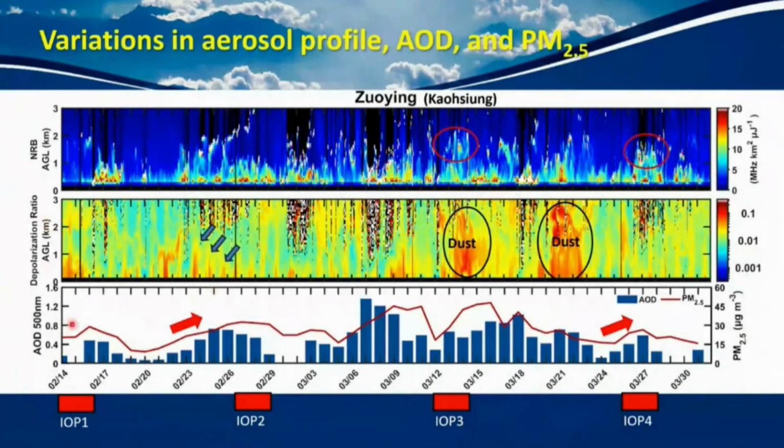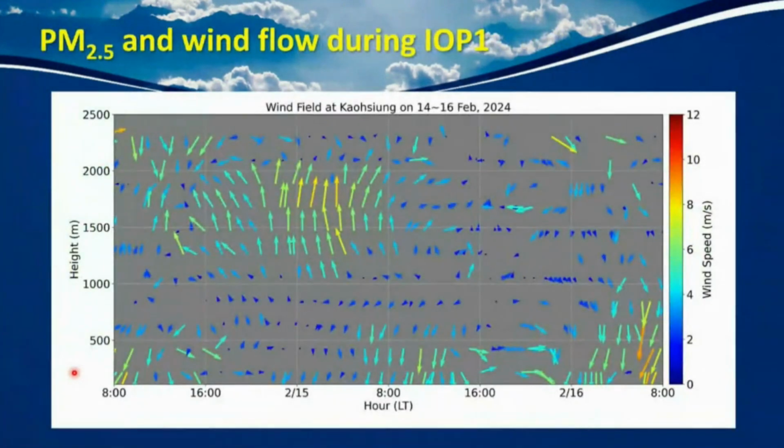But I'm not only looking at IOP1, because IOP1 is the simplest case among these 4 IOPs. Even though it's very simple, it's still complicated. This is IOP1 from February 14 to 16. We have wind LiDAR data. You see the strong southerly wind and the weaker northerly wind, and also a northeasterly wind with a much higher wind speed right here.